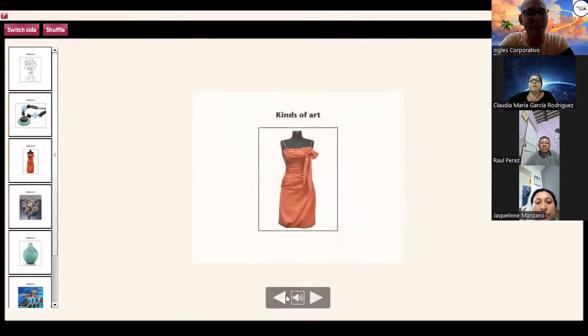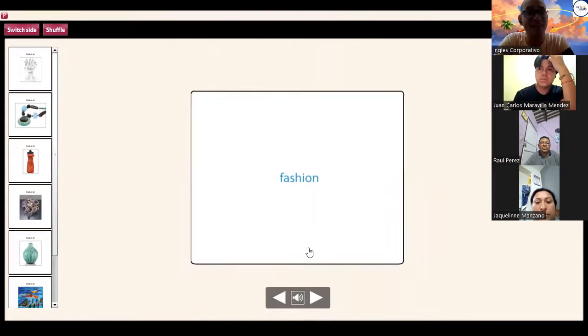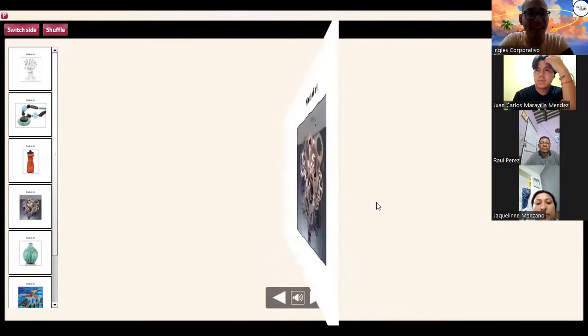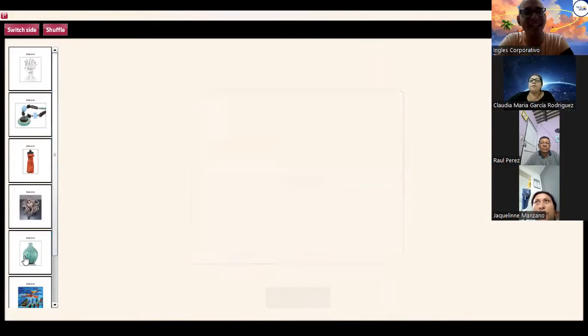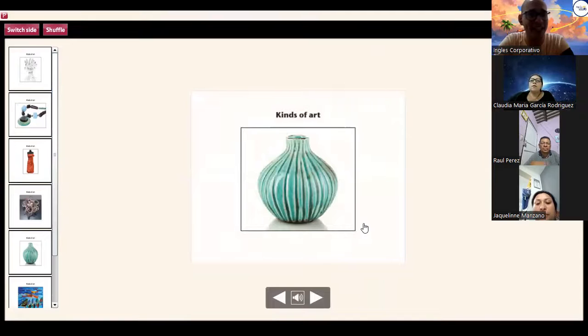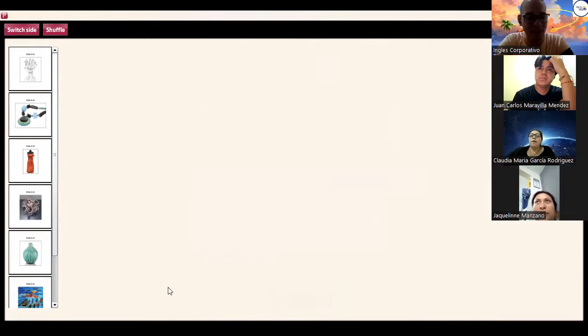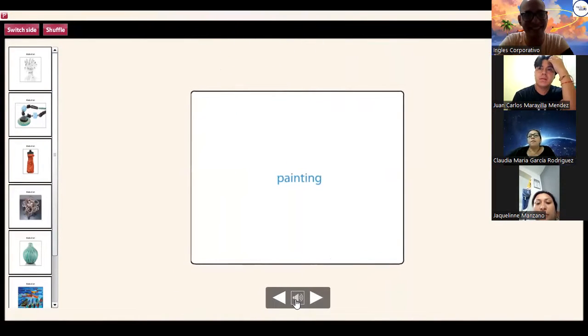Number three. The third kind of art will be, this is easy, fashion. Everybody, fashion. Fashion. Let's go with the next one. The next kind of art that we have is this one. Sculpture. Everybody, sculpture. The next one that we have over here, guys, is this one. Pottery. Everybody repeat, please. Pottery. That's correct. And the next one that we have is this one. Painting.